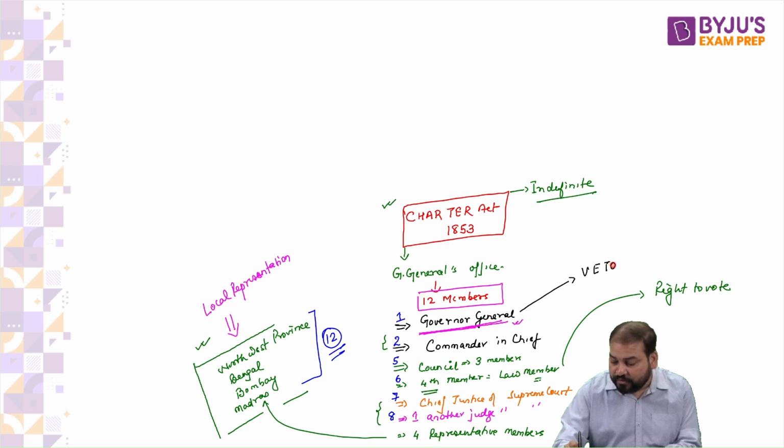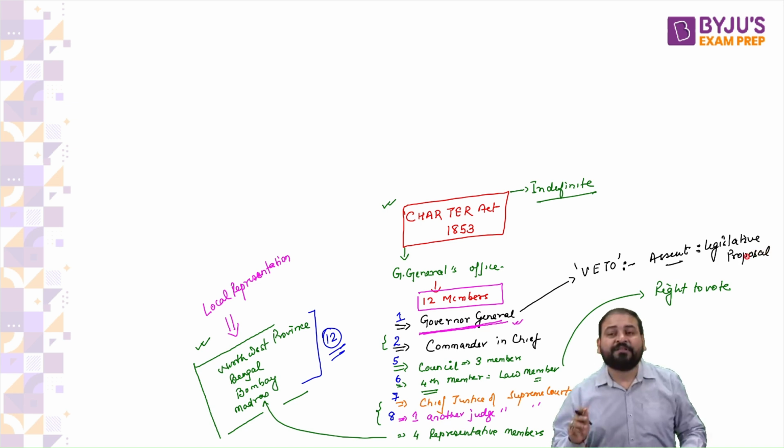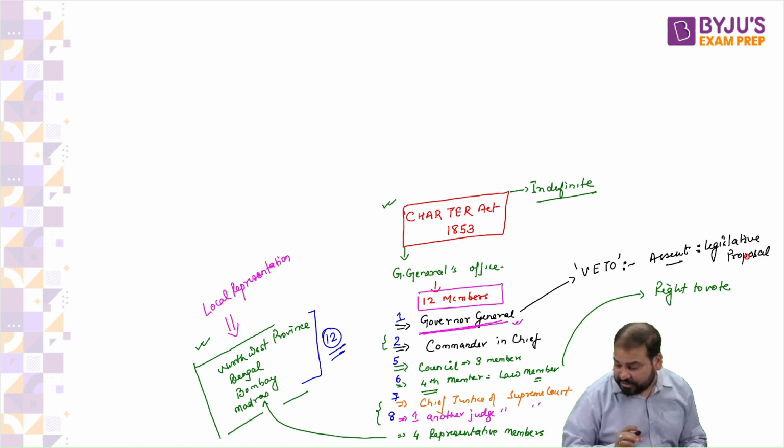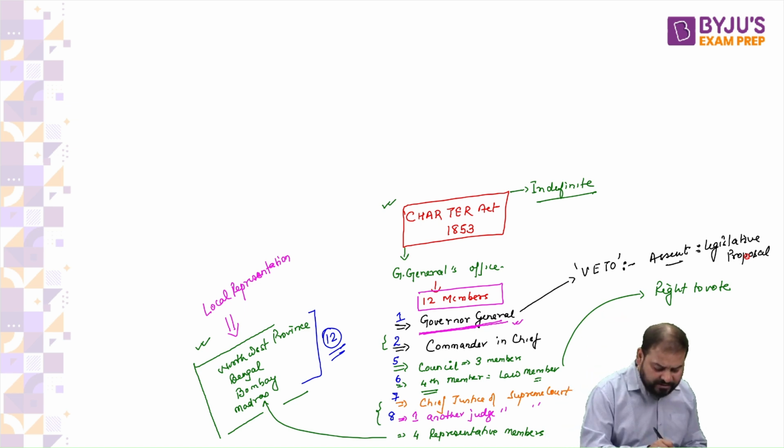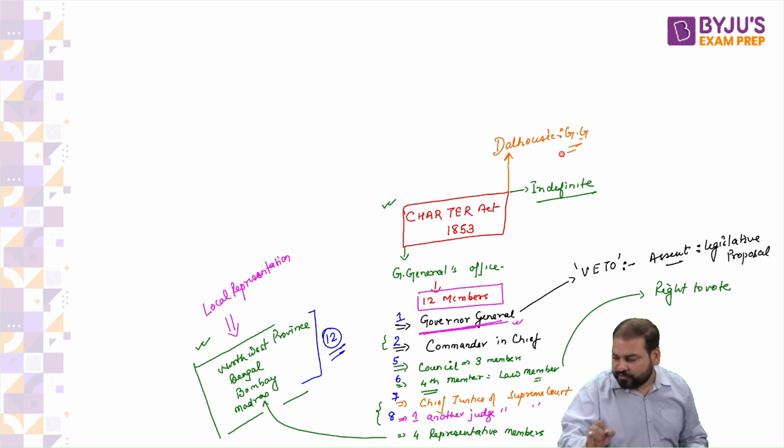had a sort of veto. That is, he had to give his assent for any legislative proposal. That is, anything will be approved only after the Governor General has accepted it. Yes, you are correct, guys. You are absolutely correct, Manoj, that Dalhousie is the Governor General of India at this point of time. I'm not denying that. He's the Governor General.